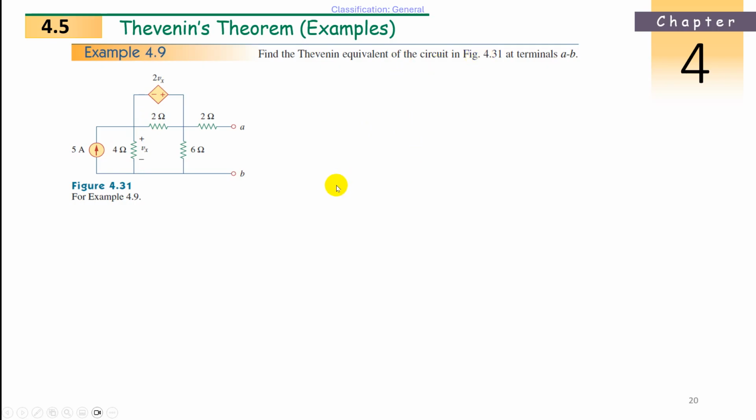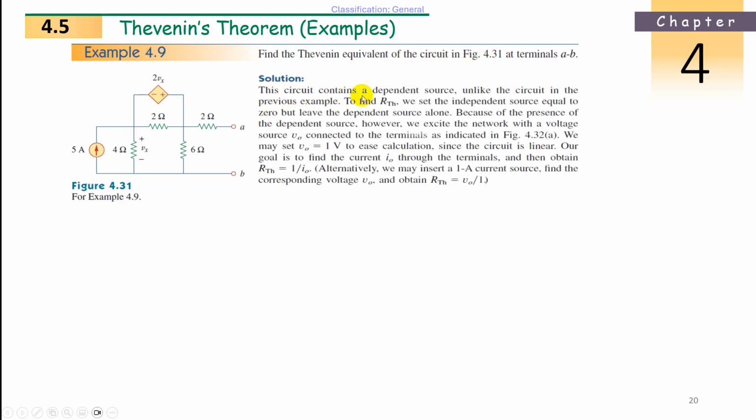So we have to find the VThevenin. Just check. This circuit contains a dependent source, unlike the circuit in the previous example. To find RThevenin across A and B, we set the independent sources equal to zero. Independent sources equal to zero means we short circuit any voltage source, but this is a current source, so we open circuit it. The dependent source, do not touch, leave that alone.